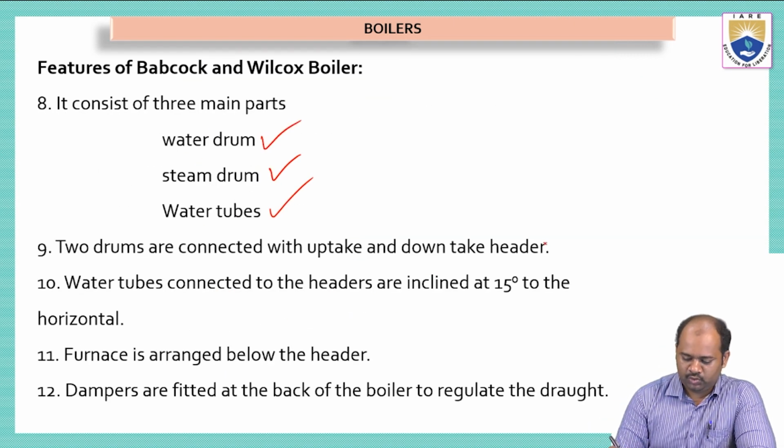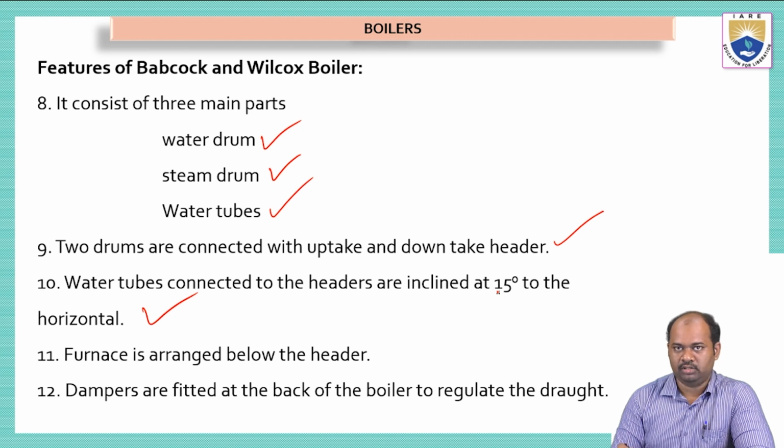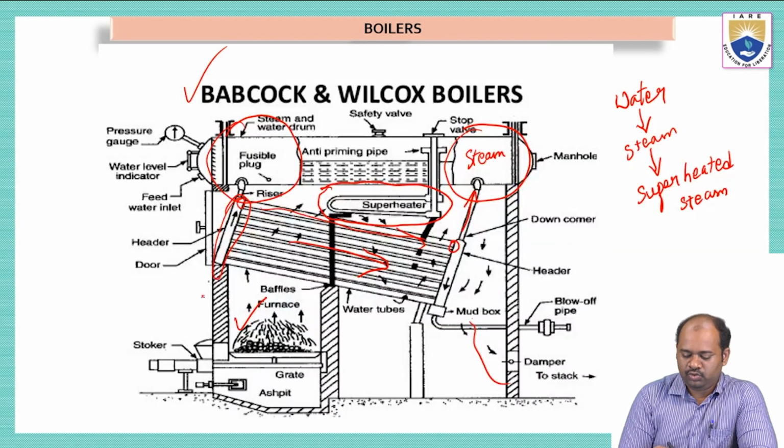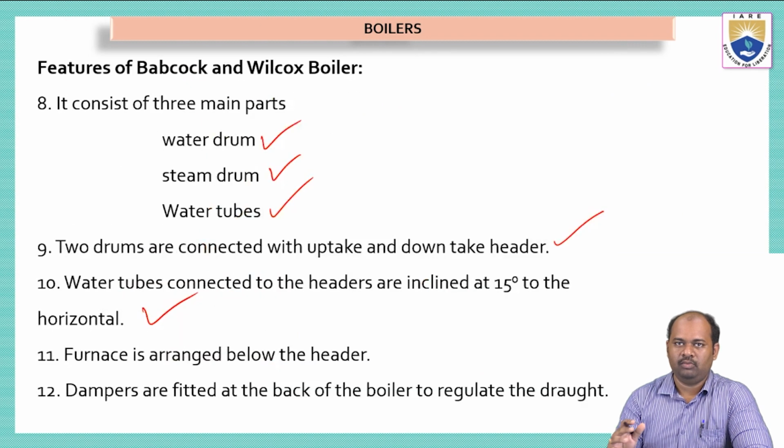Now, the ninth point is two drums are connected with uptake and downtake headers. As we have said, there are two drums which are connected. They will be connected, but they will be separated with the help of a separator. And water tubes connected to the headers are inclined at 15 degrees to the horizontal. Now we can see here the water tubes are inclined. Now this angle is 15 degrees. So due to the inclination, we can get natural circulation of the water.